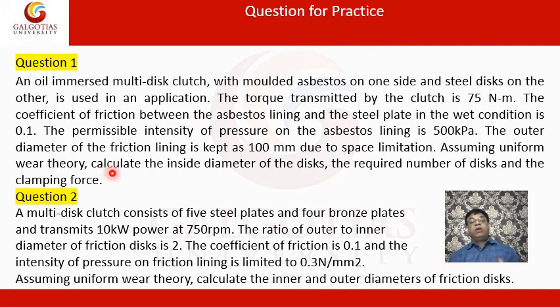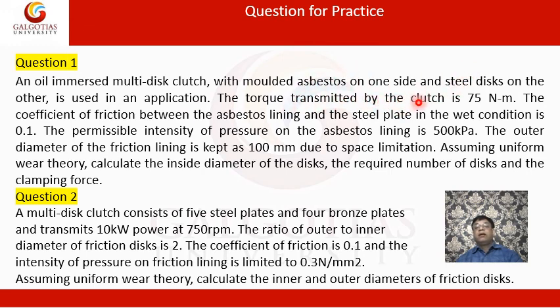In this problem again you have to calculate the inside diameter of the disc, then the required number of discs and the clamping force. Clamping force is nothing but the axial force. The required number of discs is asked, not the contact pairs. So an oil immersed multi-disc clutch with molded friction lining on one side and steel disc on the other is used. So you have to find the number of steel plates and friction discs.